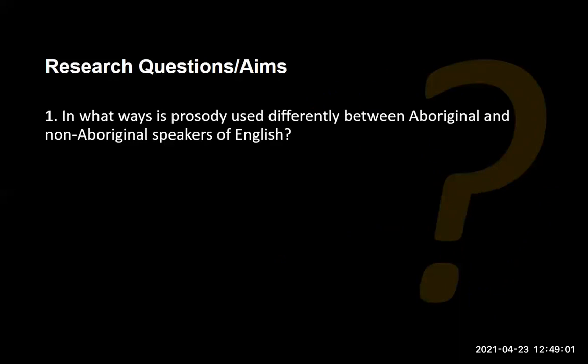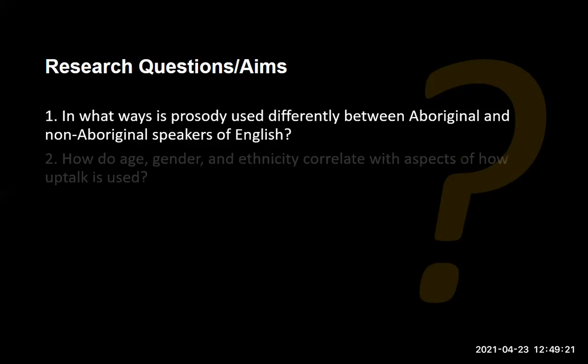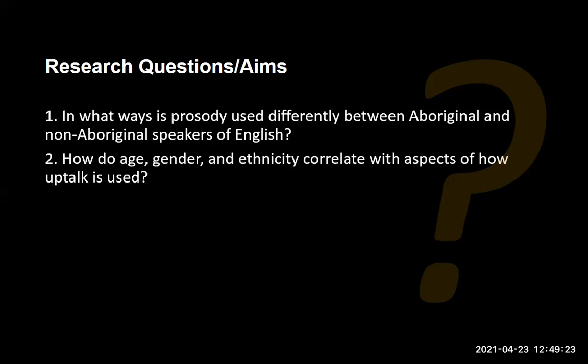So the present study is a work in progress and is the first segment of a three-part PhD thesis, which examines the ways in which prosody is used differently by Aboriginal and non-Aboriginal speakers of English, and which prosodic features, for example, age, gender, and ethnicity, may be related to some of these features. For this study, we're focusing on uptalk as an example of an intonational feature of Aboriginal English, which may play an important role in the communicative intent of an utterance, and how age, gender, and ethnicity may correlate with aspects of this use.